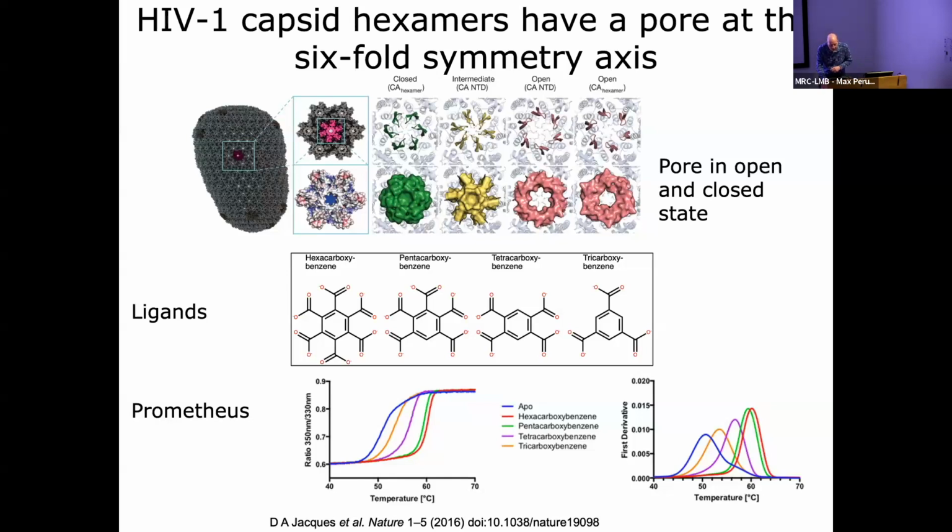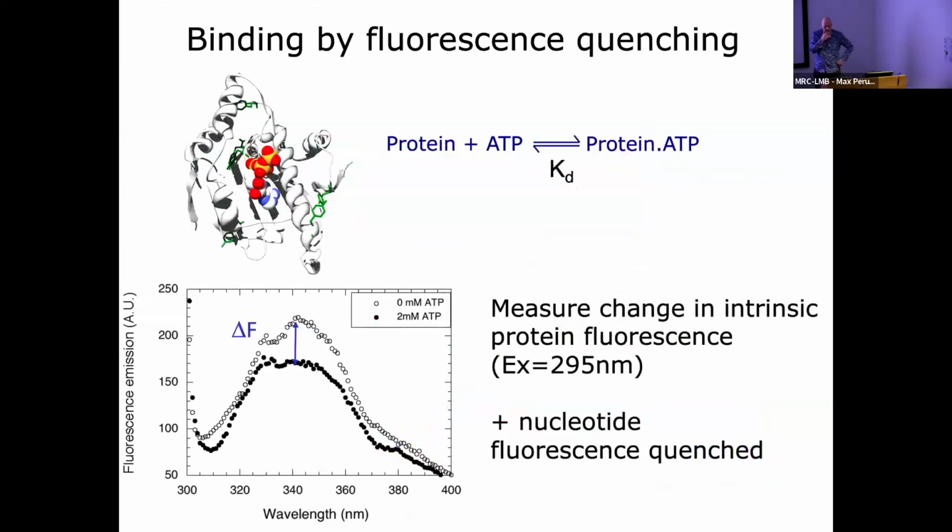Another way of looking at binding, something that tends to be forgotten in terms of labeling and everything, is that sometimes you can just look at the intrinsic protein fluorescence of a protein. In this case, it was a chaperone, and ATP nucleotide would bind into the pocket. There weren't any tryptophans or tyrosines in the pocket, but there was a conformational change which then caused a quenching of the fluorescence.